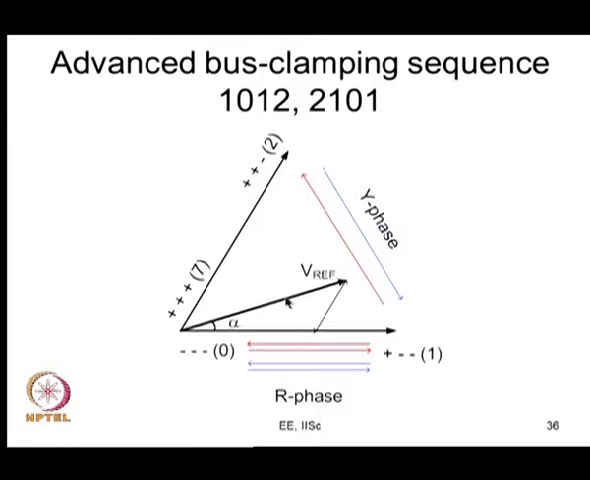So, you are going to produce the desired reference vector, no doubt, except that you are applying the voltage vectors in different sequences now. What you are doing is also you are switching R phase twice, you are switching Y phase once and you are not switching B phase at all.